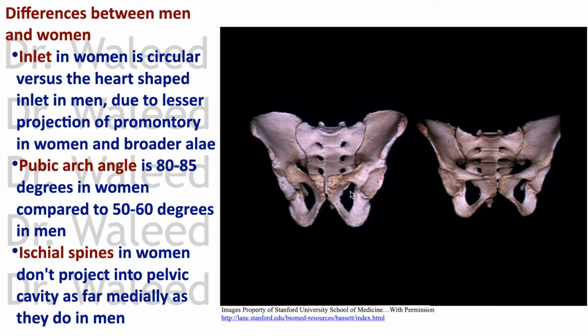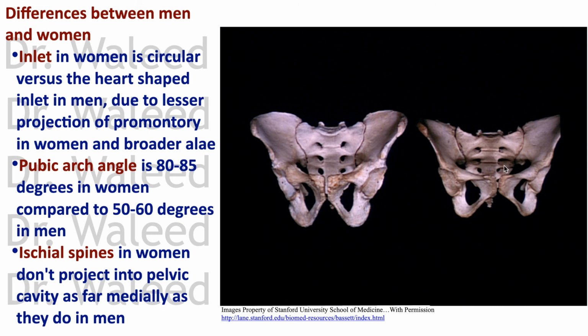Actually, the bispinous diameter is the narrowest diameter on the outlet. It's narrower in males than in females. Also, look at this angle, the subpubic angle. See the difference between the two pelvises? This is about 50 to 60 degrees. This is about 80 to 85 degrees, to make sure that the pelvis is more widened than the male's.